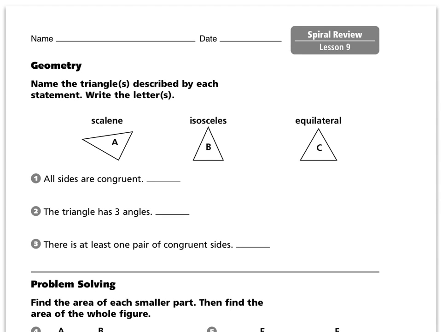Let's look at Chapter 7, Lesson 9 Review. For the geometry section, we're going to name the triangle that is described by the statement. Write the letter or letters if it's a couple. Number 1, all sides are congruent.